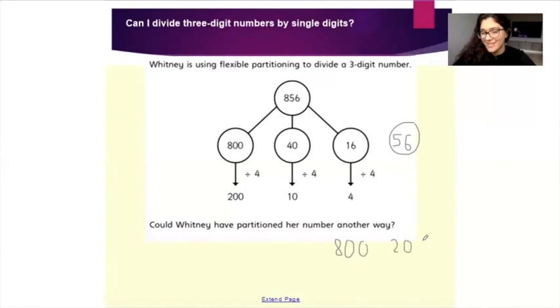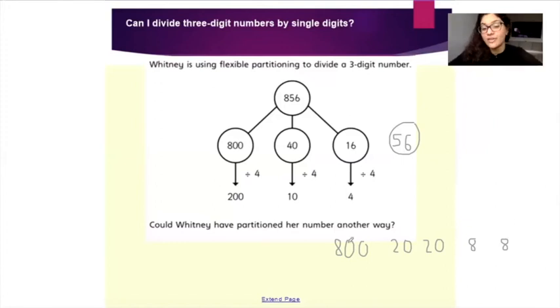20. So she could have split it even smaller, where she could split 40 into 20 and 20. And then you could split 16 even further by halving 16. What's half of 16? 8. So you put 2 8s because 8 plus 8 equals 16. And then worked out the division that way.